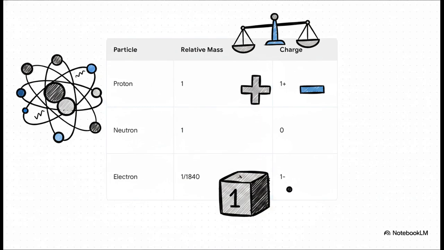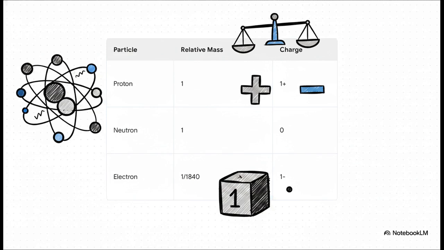Now, if we look at the hard data for this cast of characters, it's pretty amazing how perfectly balanced they are. Protons pack a positive charge, neutrons, as the name suggests, are totally neutral, and electrons carry a negative charge. In a normal atom, the number of protons perfectly matches the number of electrons. This means the positive and negative charges just cancel each other out, making the whole atom electrically neutral.